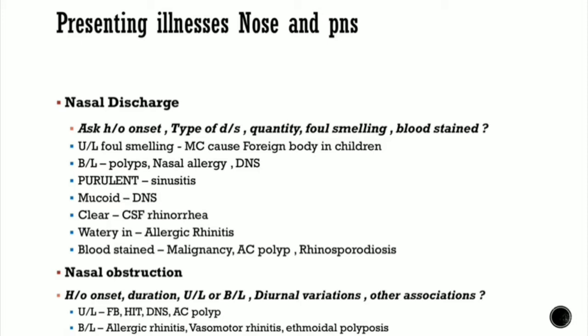Again, ask for history of onset, duration, whether it is unilateral or bilateral, whether there is diurnal variation, and any other associations. Unilateral nasal obstruction is seen in case of foreign bodies, hypertrophied inferior turbinate, DNS, AC polyp. Bilateral obstruction is seen in case of allergic rhinitis, vasomotor rhinitis, and ethmoidal polyposis.